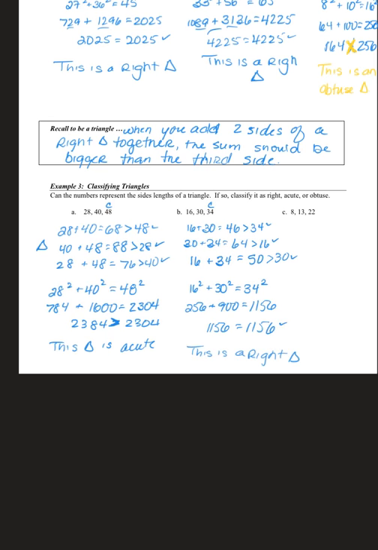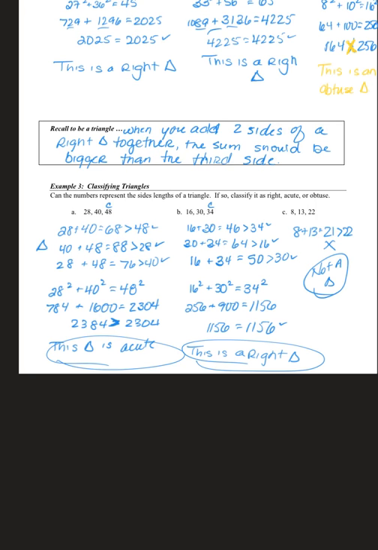All right, last one. So again, we're going to take the first two numbers, 8 plus 13, and we get 21. Is that bigger than 22? No, it is not. This is not a triangle. So we don't have to go any further if it's not a triangle. That's as far as we're going to go.